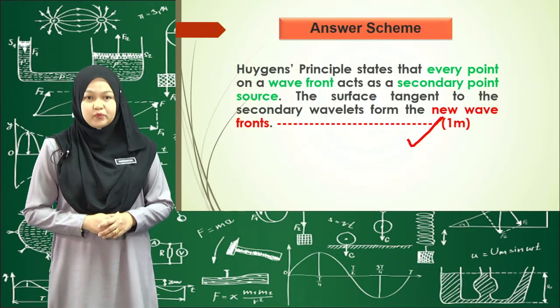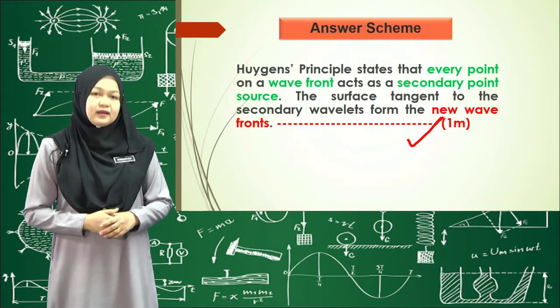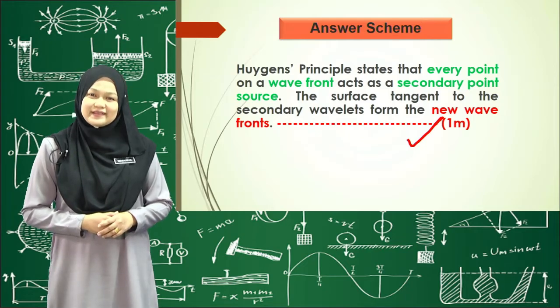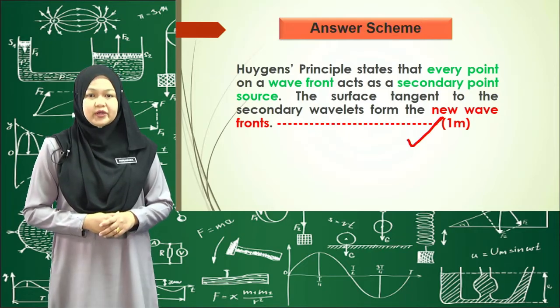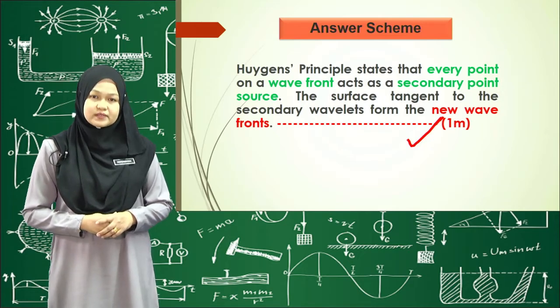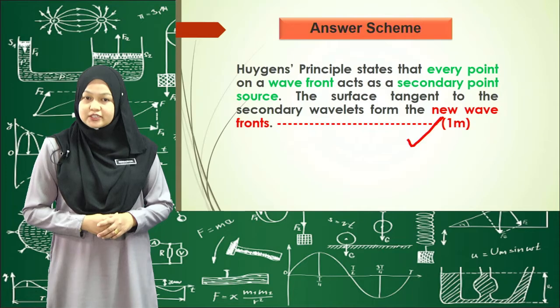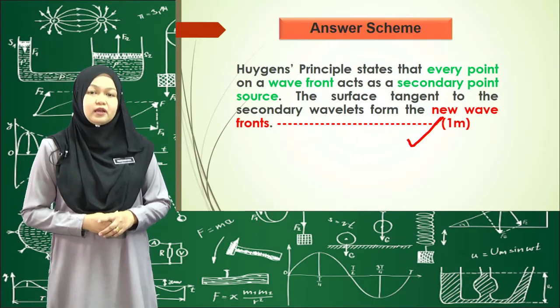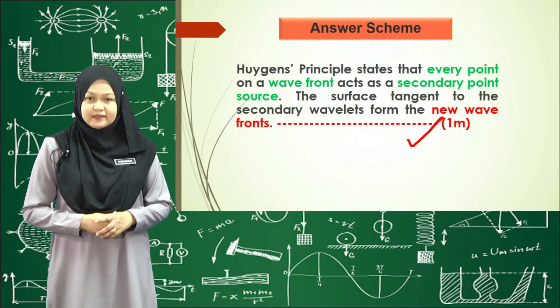So, from the Huygens theory, we can summarize that the Huygens principle states that every point on a wavefront acts as a secondary point source. The surface tangent to the secondary wavelets forms the new wavefront.